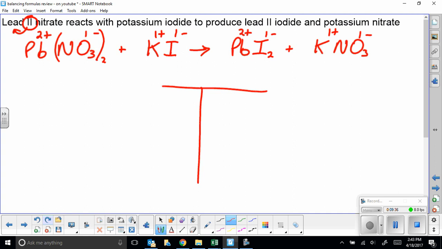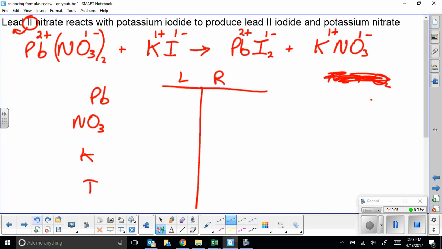So now I can set up my T-chart. Now, on this one, I've got a polyatomic ion in here. So I've got Pb. Since I have nitrate here, and I have nitrate together over there, I'm going to put it in my T-chart as nitrate. So I'm going to put NO3. If they would split it up and have nitrate over here, but over here they would have like nitrogen and oxygen, then I would have to split it up on the T-chart. But they don't do that, so I can leave that together. I also have K and I have I.